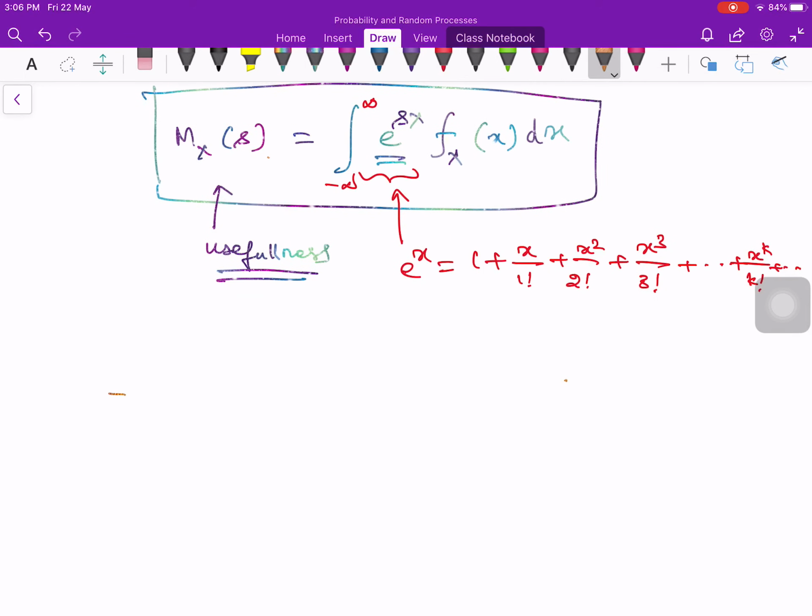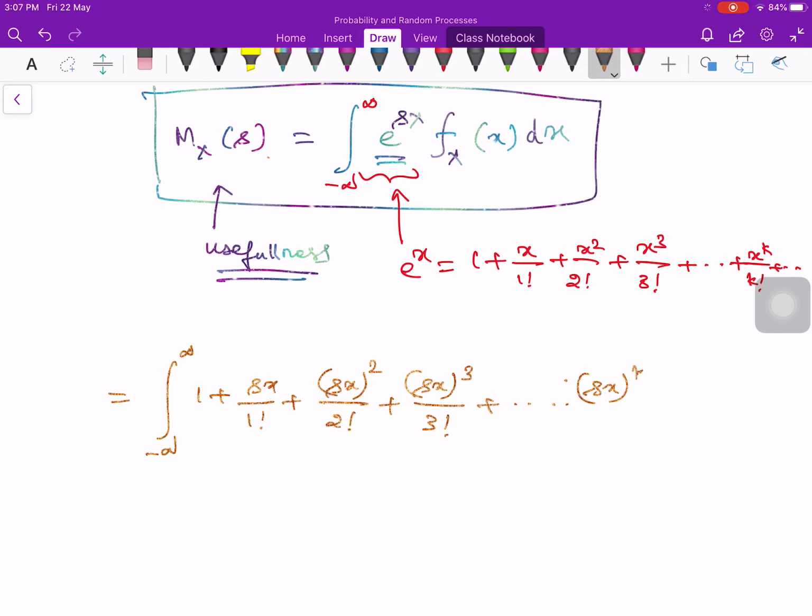So this is going to be the integral from minus infinity to plus infinity, and e to the power sx is going to be 1 plus sx by 1 factorial plus (sx) squared by 2 factorial plus (sx) cubed over 3 factorial, correct? Then dot dot, (sx) to the k over k factorial, plus so on. The whole thing is multiplied by your density function f_X(x) times dx.